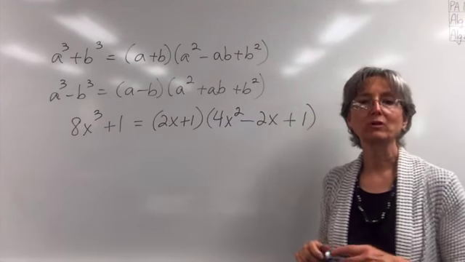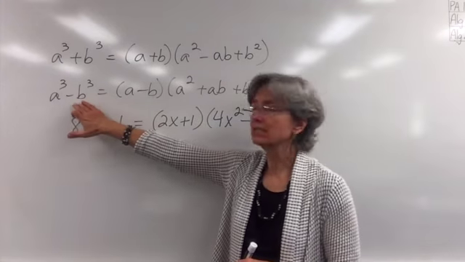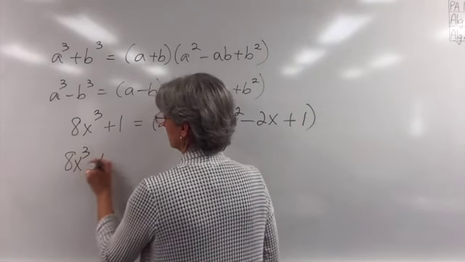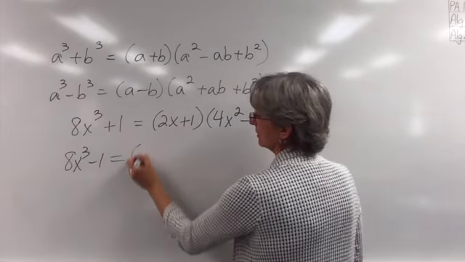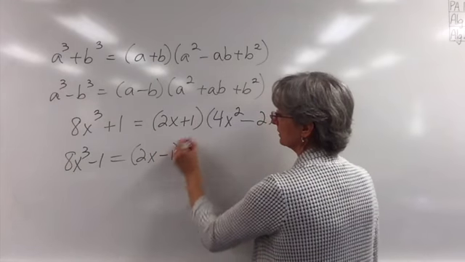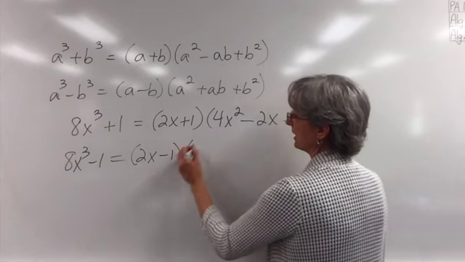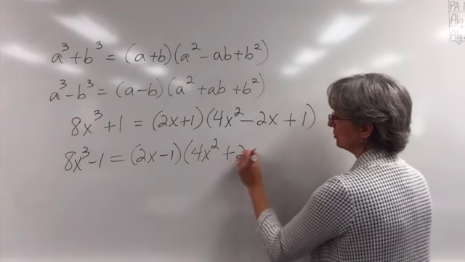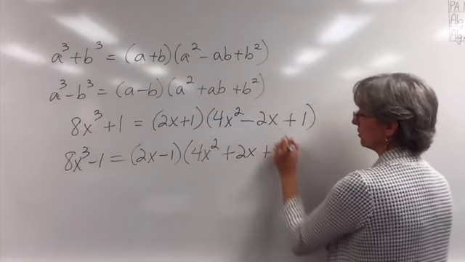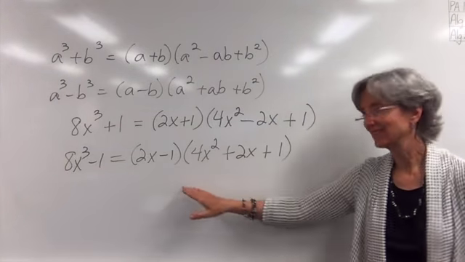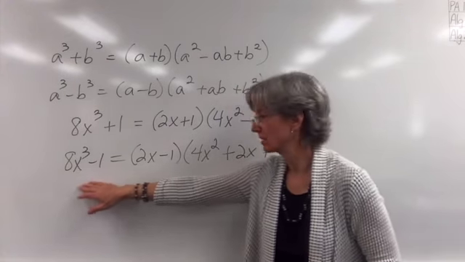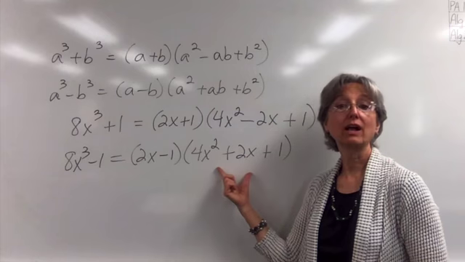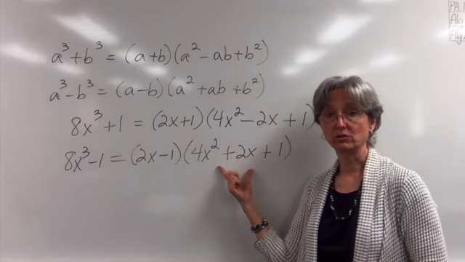Now I'm going to do the same thing with 8x cubed minus 1. What if it's a difference of 2 perfect cubes? So 8x cubed minus 1 would be 2x minus 1 times, now I'm going to square my a, so this is 4x squared plus a times b, or 2x, plus b squared, or 1. And that is the difference of 2 cubes fully factored. So if you want the solutions of this, when you get down to here, you'll have to use the quadratic formula for this solution.